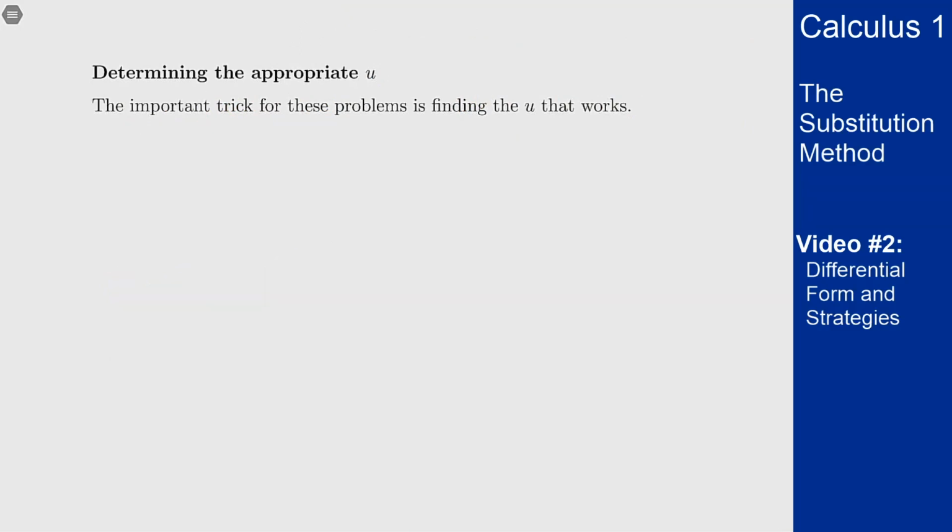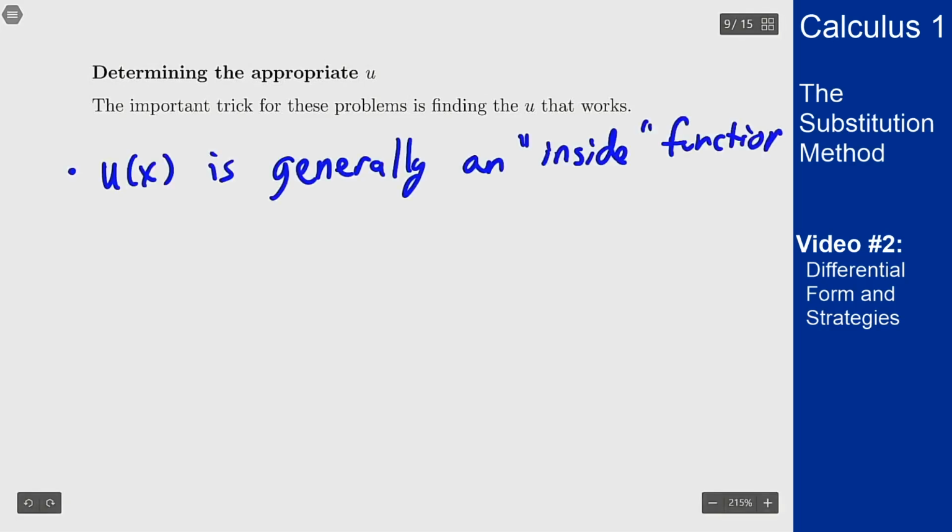And the important step in this whole process is picking the appropriate u, and that can be tricky depending on the situation. So in general, if you want to look for the u, you're looking for some sort of inside function. This method comes from the chain rule, which uses these outside-inside functions. So looking for an inside function should not be coming out of nowhere for this method.